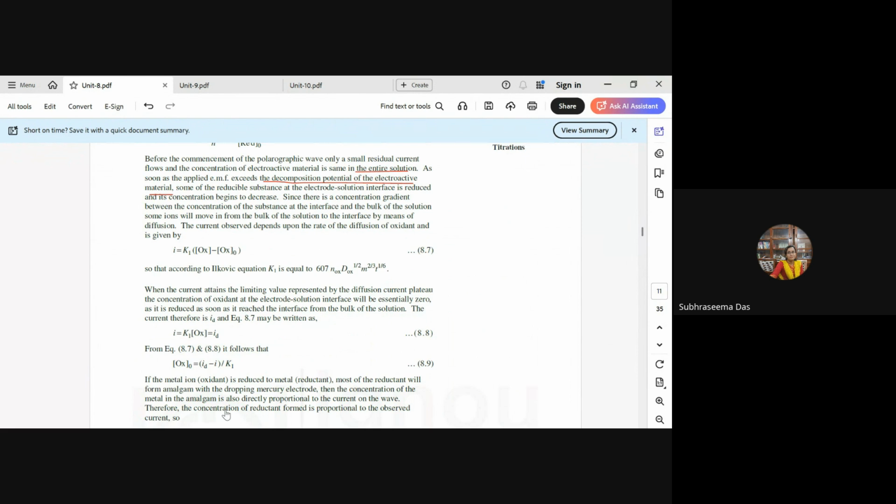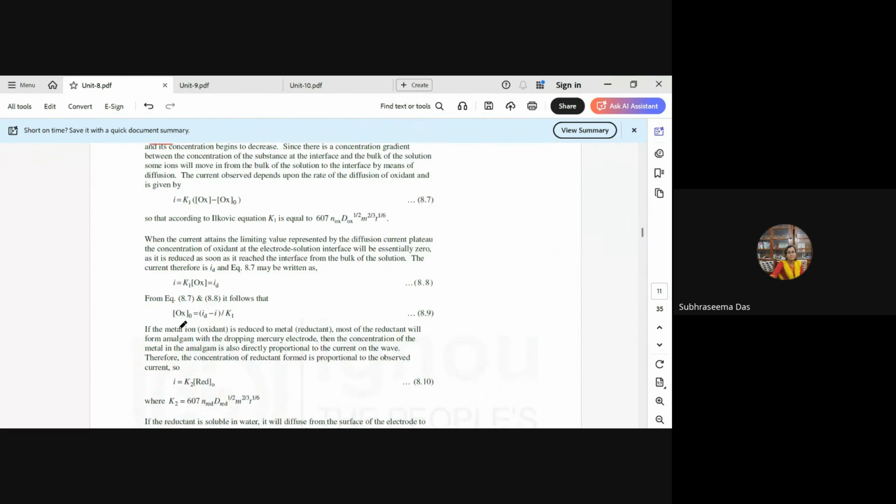Now when the current attains the limiting value, which is represented by the diffusion current plateau, the concentration of the oxidant at the electrode solution interface becomes 0. Now I changes to K1 into the concentration of the oxidant only, because OX0 has become equal to 0. So K1 into the concentration of oxidant is equal to ID. Comparing both the above equations, we see that OX0, the oxidant concentration at the interface, is equal to (ID minus I) by K1.